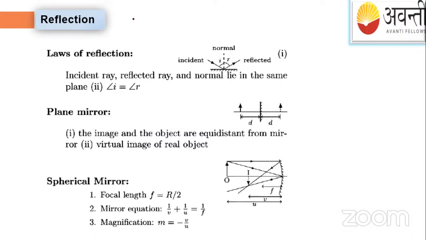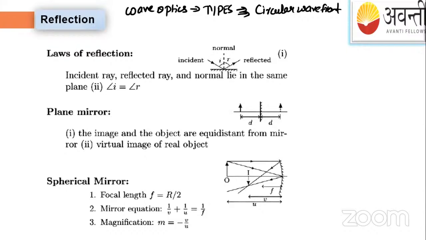Wave optics, we have paused today's lecture on this topic. Which topic, students? That is types of wavefronts. One, we have seen circular wavefront, and we have seen a little bit of the animation. Maybe it's blurred, no issues, but we have heard somewhat about spherical wavefront.